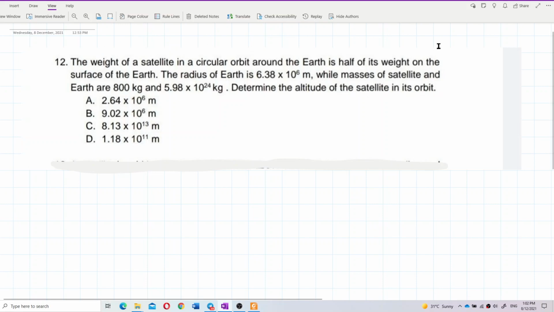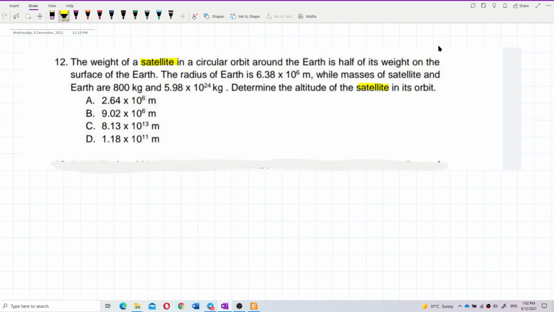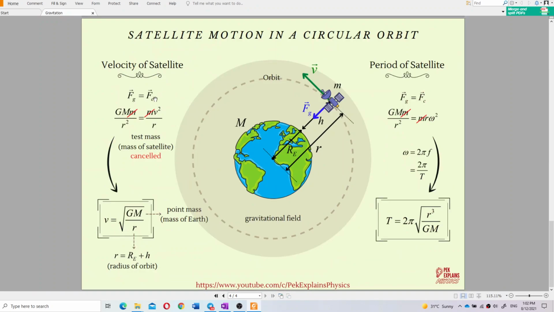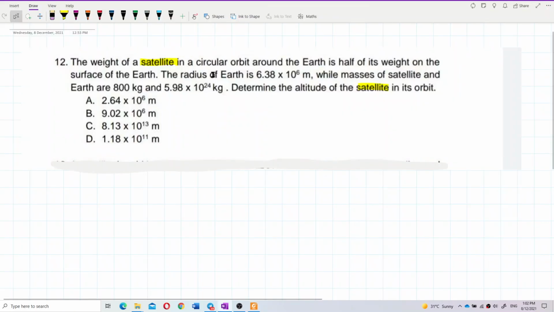Okay, so this question is about a satellite. Are we going to use the formula for the velocity of the satellite, or the period of the satellite? Period is 1 day. Is it going to use this formula? Look carefully. Actually, the keyword here is about the weight. It's the weight. Understand or not?